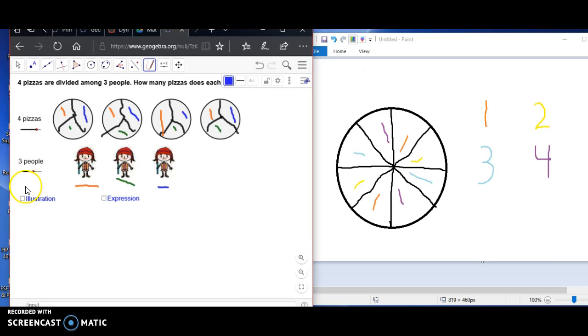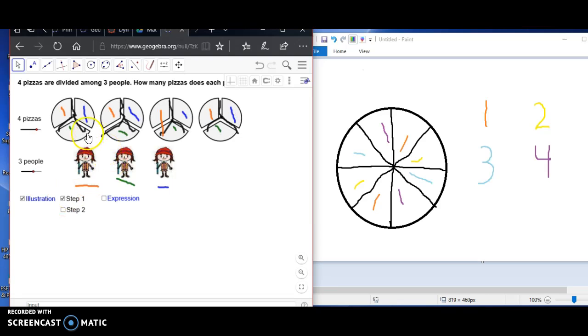Now what I love about GeoGrabba, it shows you if you did your work correctly. See, they broke it in thirds just like we did of each pizza, and they color coded just like we did. So we can see that we are on the right track.